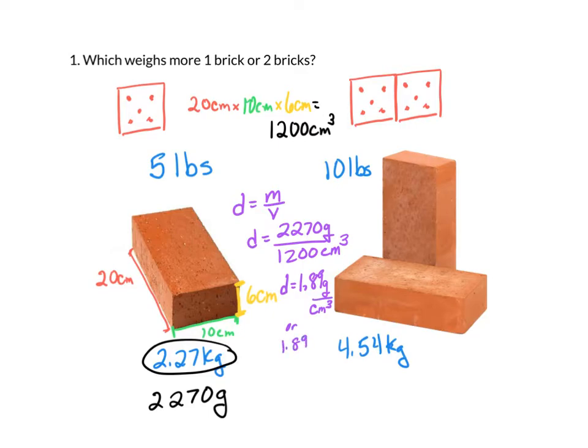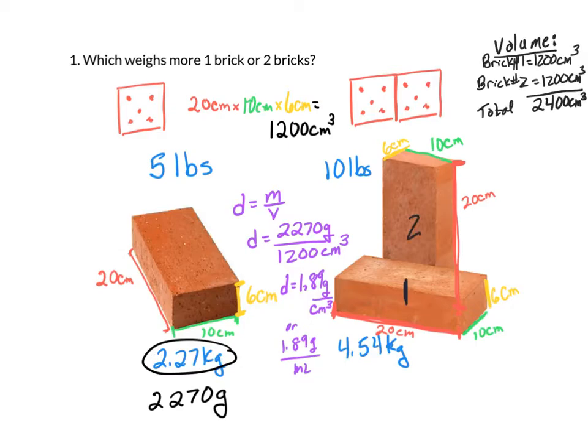What if we try to find the density of the two bricks? Well, again, we're going to start by first finding the volume of the bricks. In this case, each brick is 20 centimeters by 10 centimeters by 6 centimeters. So each brick is 1,200 centimeters cubed. Put them together. We're going to add those two together for the total volume of 2,400 cubic centimeters.